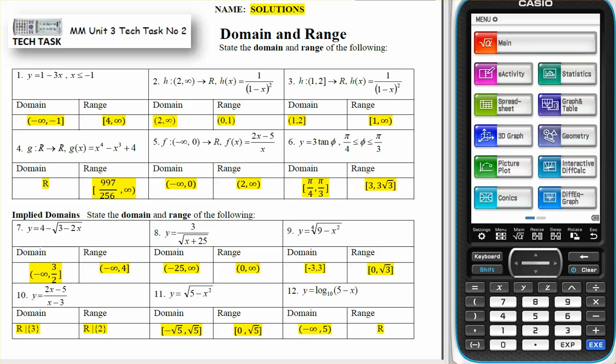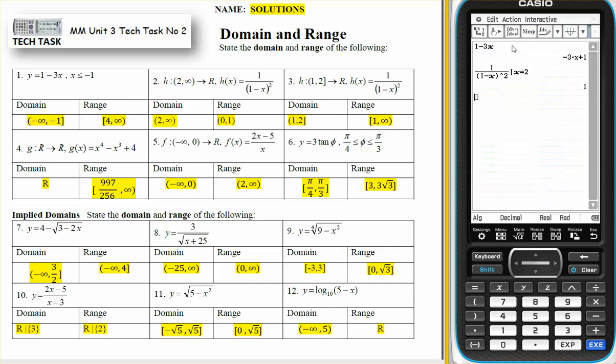This is for Mathematical Methods 3-4. It's tech task number 2, which is domain and range, and how to use a calculator to find these domains and ranges. So for number 1, I have a restricted domain.